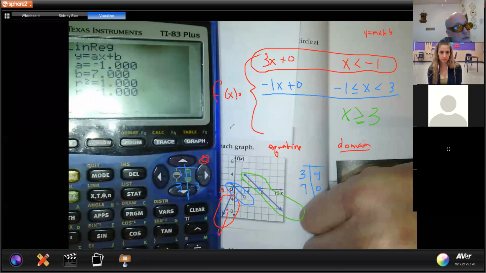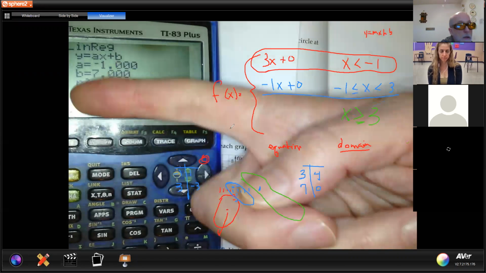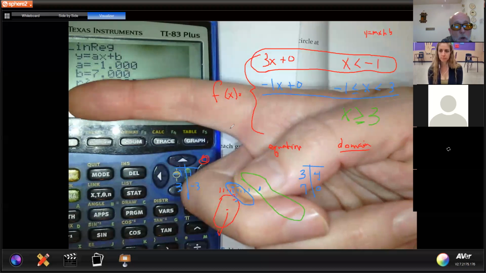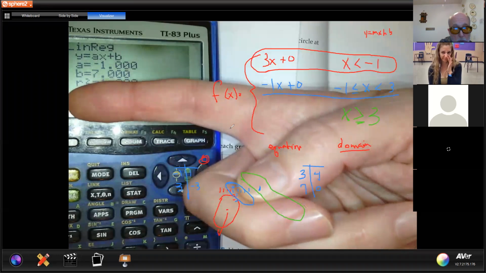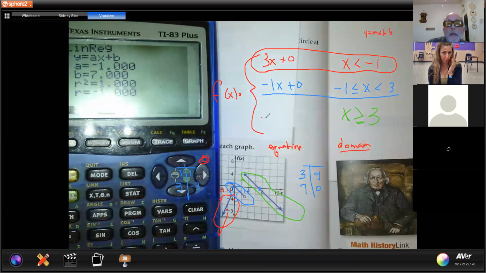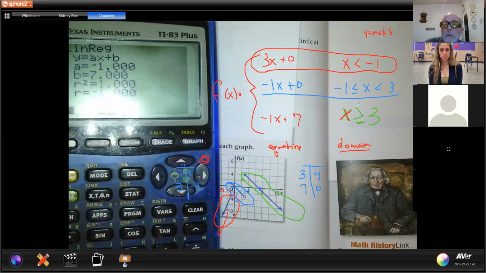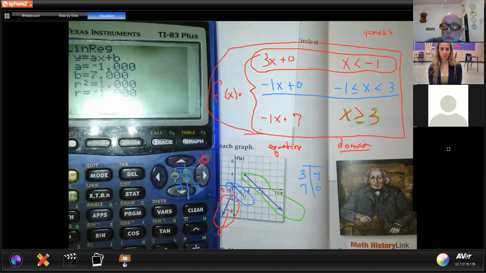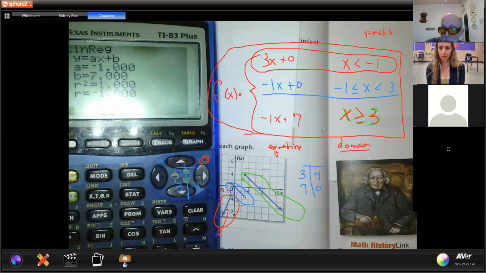-1x plus 7. So the r's we don't care about. It's the a and the b. A is the slope. B is the y-intercept. This would be -1x plus 7. That was all the numbers greater than 3. All right. So we did the whole thing. The whole idea is you're supposed to be able to write these equations just like this.